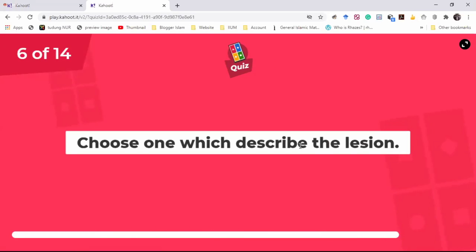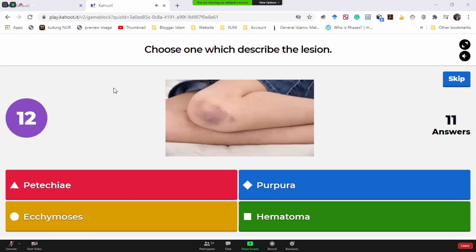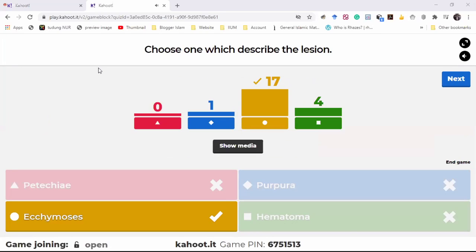Okay, for the 6th question, choose one which describes the lesion. Okay, from this picture, which one is the answer? It is the easiest one. Where is the music? The music is there, just can't hear it.